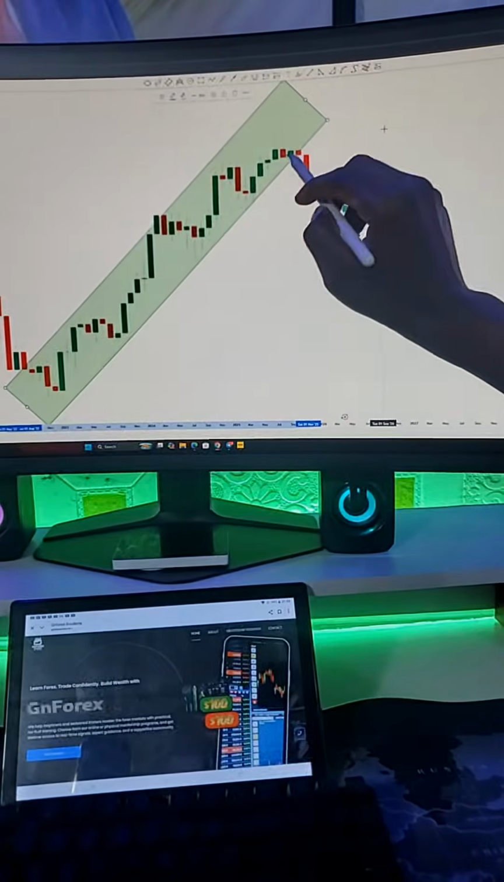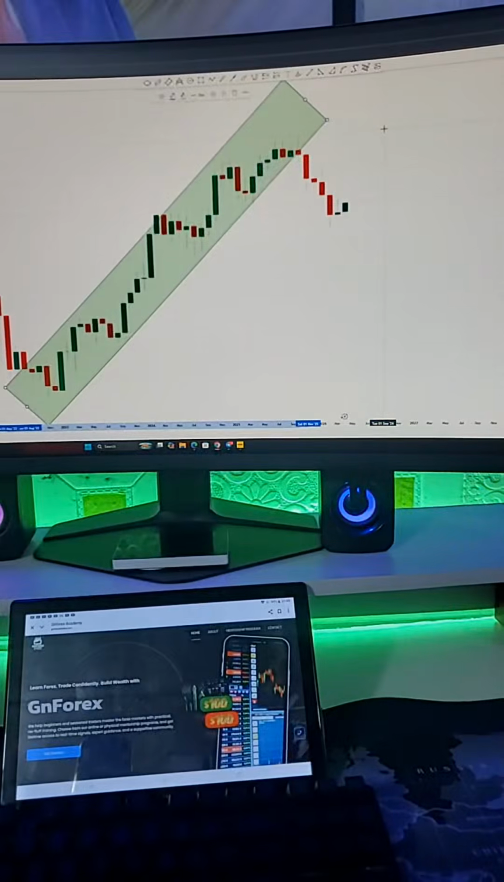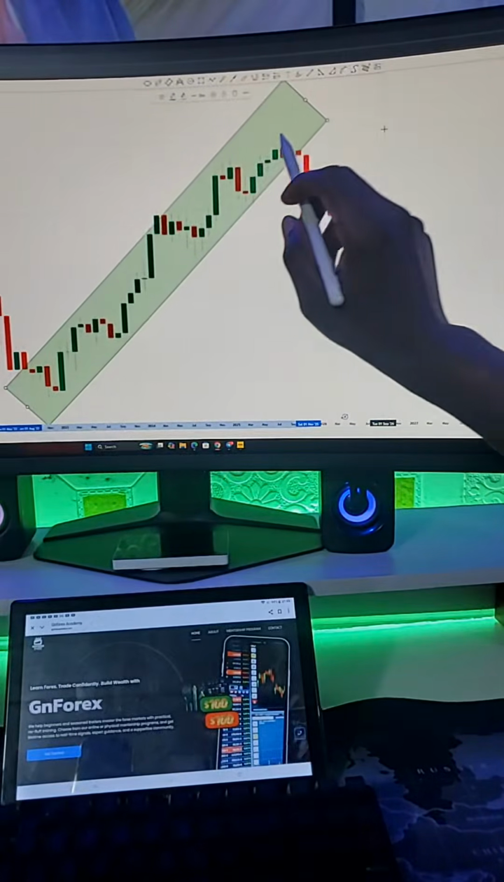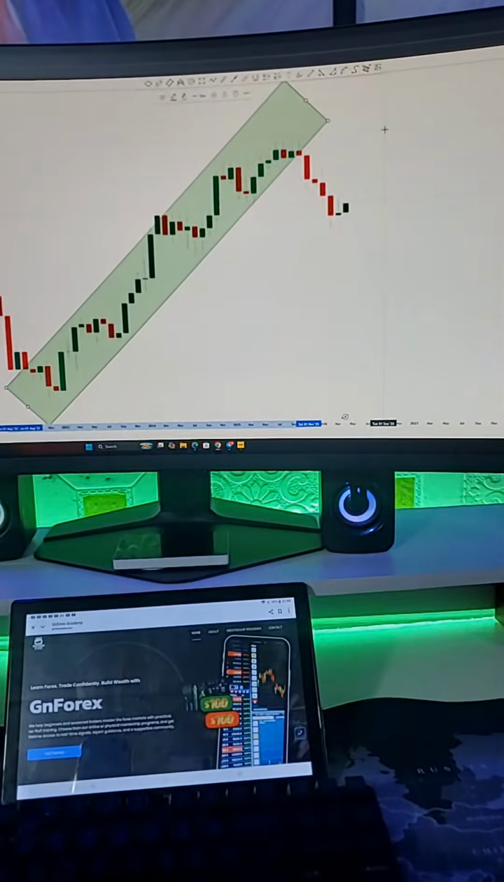If you want to learn how to analyze the chart, the next thing that you need to do is to learn what is called market structure.